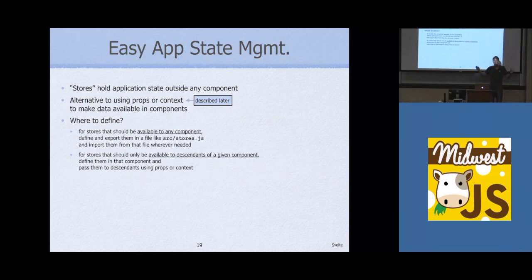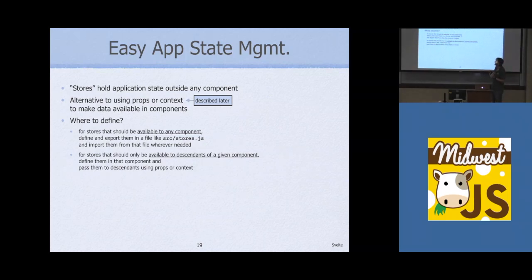I really like state management in Svelte so that I can share data across components. And so you do that with stores. This is an alternative to having a component pass data to another one using props, or to do it using context, which we'll talk about next. So the next thing to think about is where do you want to define these stores? It really depends on whether this is a store that should be available to all of your components, or should it only be available to a subset.